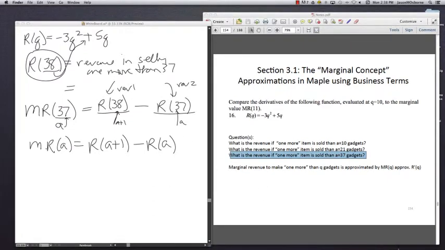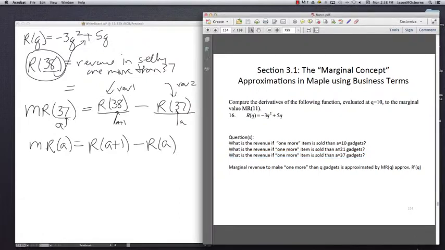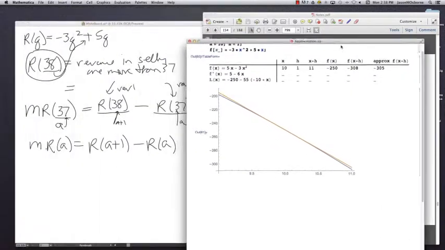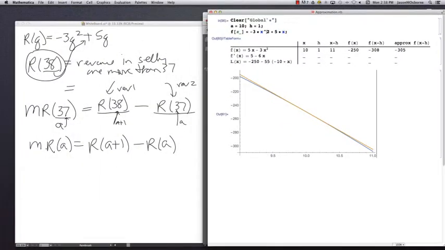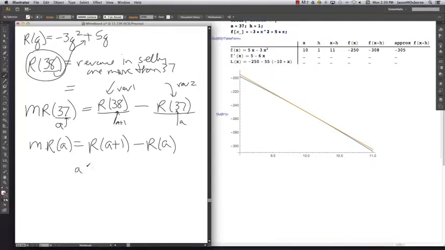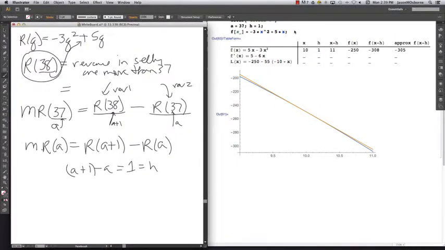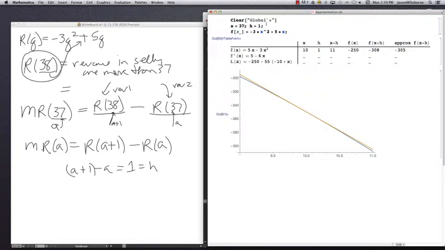I think we could compute these numbers here. What's going on is we have not changed our function. We now want to change our A value to 37, and H is always 1 here. Notice that the difference between these two values, A plus 1 minus A, is equal to 1. That is your H value. When we're talking about marginal revenue problems, we're always talking about an H value of 1. So change A to 37 and rerun these numbers.